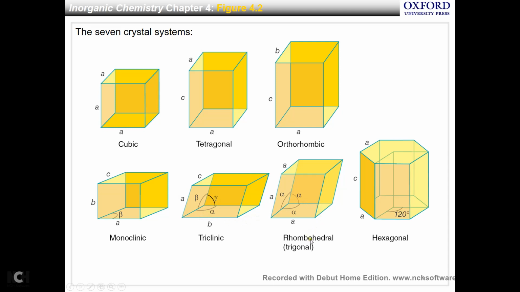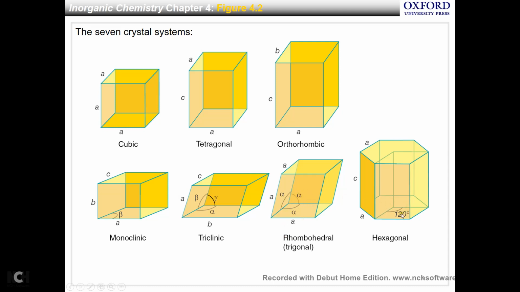So over here, this is rhombohedral. So this one is actually fairly symmetrical. So if you look at the three lengths, A, A, and A, the three lattice constants are exactly the same. And about the angles, they're also exactly the same. This is a rhombohedral structure.